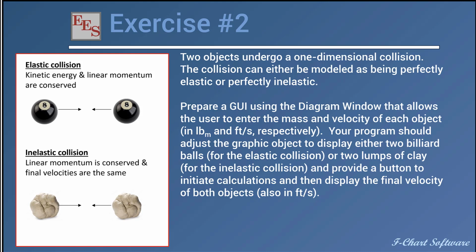And of course, you'll need a button to initiate calculations, and once the calculations are done, you'll want to display the final velocity of both objects. So you can find graphics objects for a billiard ball or a lump of clay just by searching online, or if you follow the link in the description, you can also get those objects that way. So yeah, I'll give you some time to go ahead and try this on your own, and then the rest of this video is dedicated to going through the solution so you can see how I would do it.